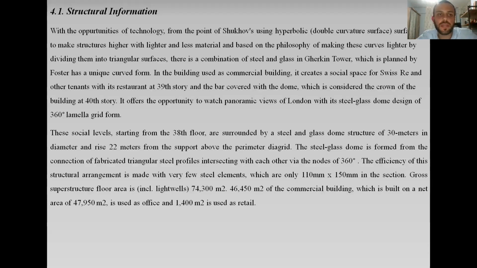Structural information. With the opinions of technology from the points, Shukov used hyperbolic surfaces to make structures higher with lighter and less material, based on the feasibility of making these curves lighter by dividing them into triangular surfaces.